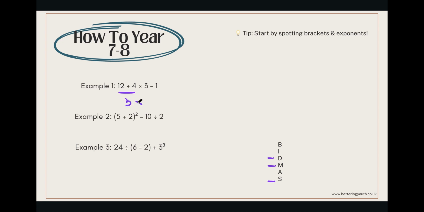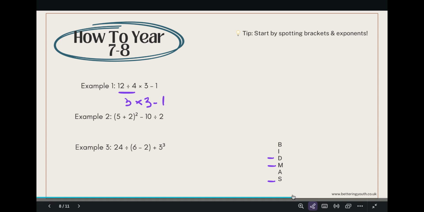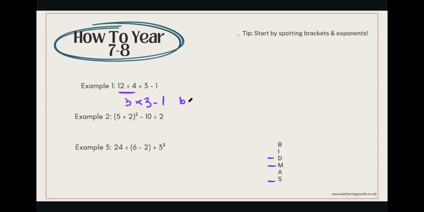Finish writing in our equation. Look at the next one. 3 times 3 before subtraction. Yes, please. 3 times 3 is 6. Finish writing out the equation. Our answer is 5. Amazing job.